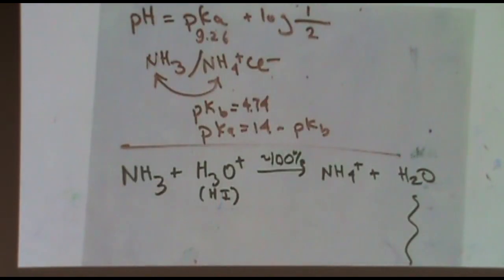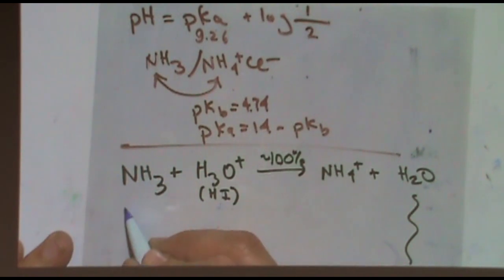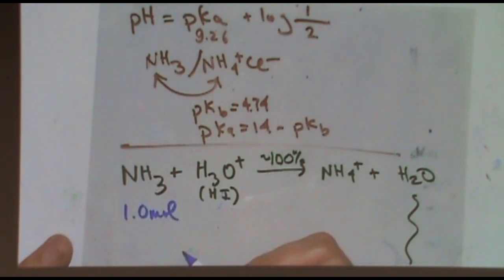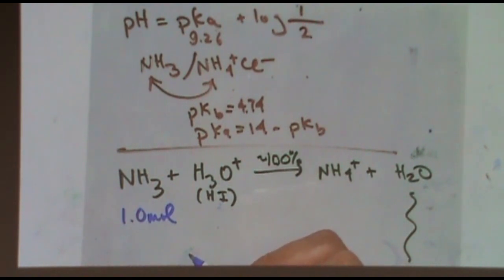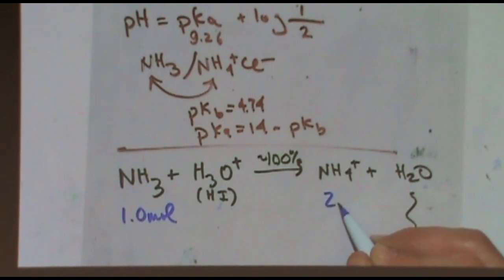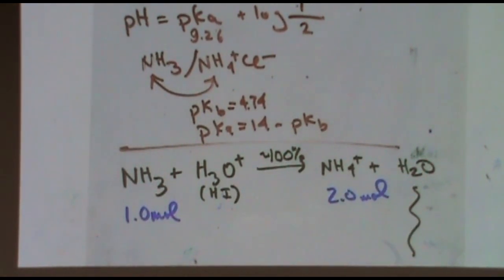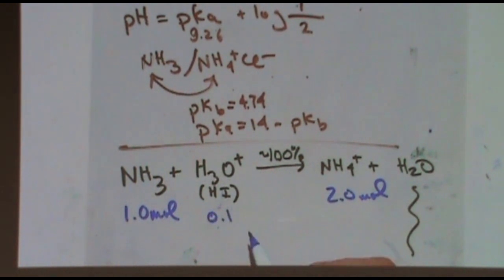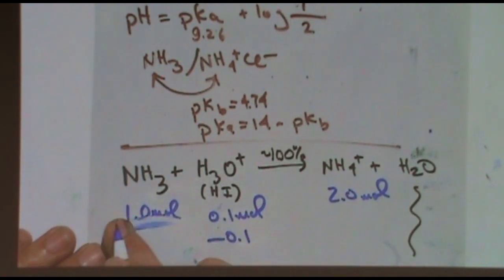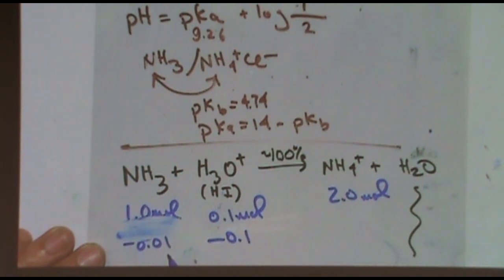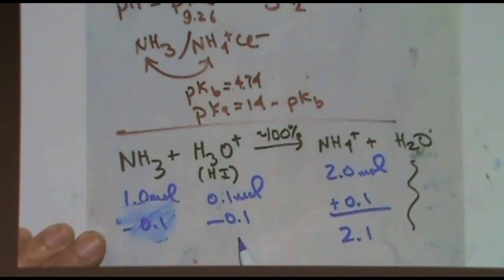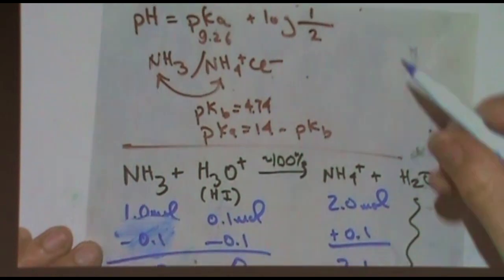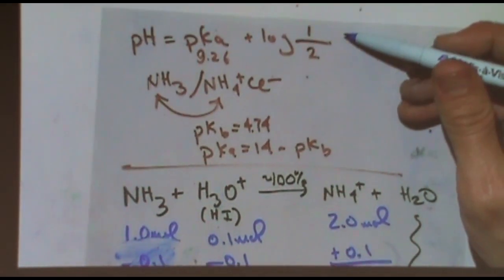I'm going to ignore water. The NH3, now I'm putting this in moles, but it was 1 liter, so that'll be easy. 1 mole. NH4+, that's also 1 liter, so 2 moles. And then the amount I'm adding of the HI given in the problem is 0.1 moles. So I'm going to minus 0.1, minus 0.1, and add 0.1. 2.1, 0, 0.9.